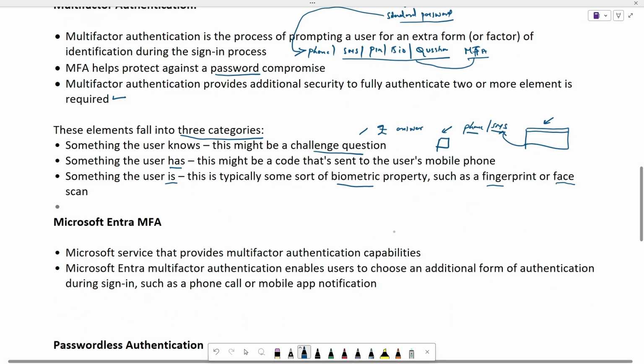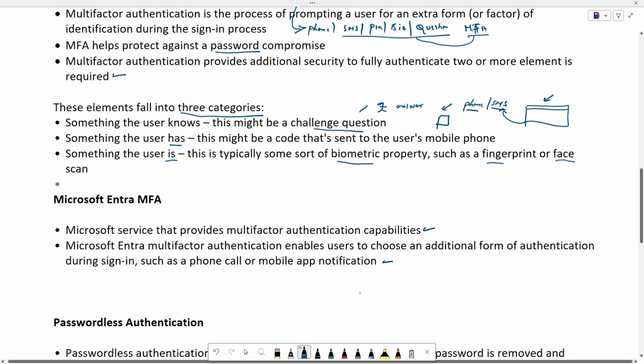Microsoft multi-factor authentication is a service in Entra ID which provides multi-factor authentication capabilities. Microsoft Entra multi-factor authentication enables users to choose one more step of authentication to prove who they are during the sign-in process. It can be a phone call, it can be an SMS, even a Microsoft Authenticator app installed on the phone, or it can be an RSA token as well.